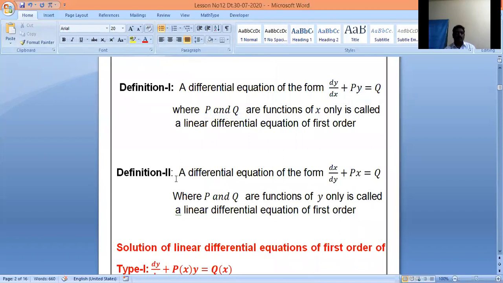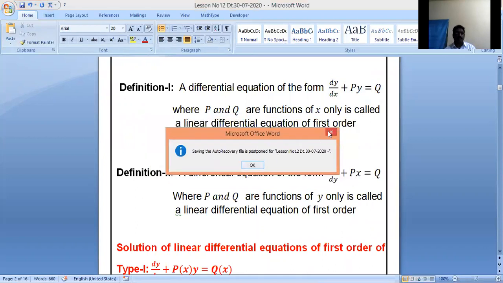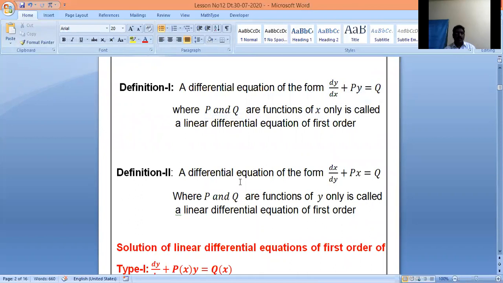Definition 2. A differential equation of the form dx by dy plus px is equal to q, where p and q are functions of y only, is called a linear differential equation of first order.